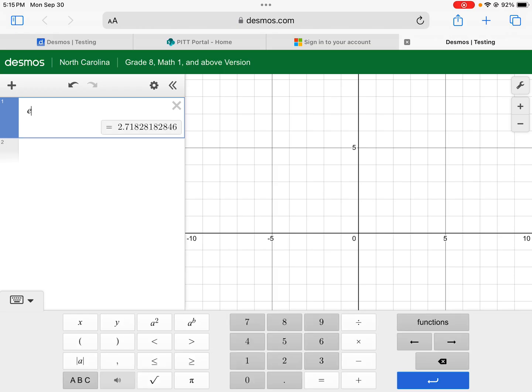E raised to the 7th. Oops, I need to do that. And then divided by 2. E to the 7th divided by 2. Nearest hundredth, I see the 1. I look behind it, it's a 6. So that's going to round that 1 up to a 2. So 548.32.